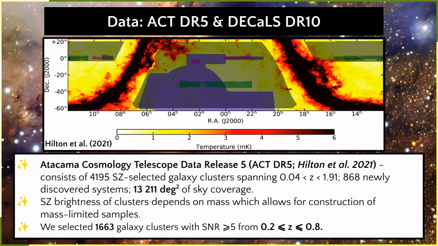And from this catalog, we selected a total of 1,663 clusters that had a signal-to-noise ratio greater than or equal to 5 in the redshift range of 0.2 to 0.8. So here we have the DR5 cluster search area shaded in gray. This is overlaid on a Planck 353 gigahertz map. And you can see the survey has a large overlap with some other deep optical weak lensing surveys, such as DES, the Dark Energy Survey, which is in blue, HSC, which is magenta, and KiDS, which is in green.